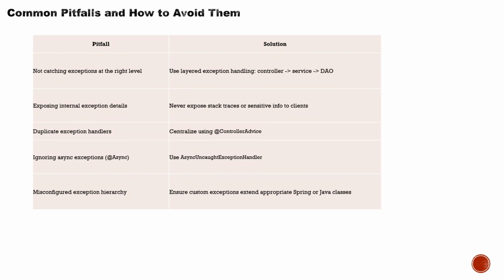Second is exposing the internal exception details. Never try to expose your internal stack trace, right? Sensitive information like client related details can be exposed in that, so you have to be very careful. Now, duplicate exception handlers. When you write your exception handling, you can centrally manage it with controller advice, so everything will be taken care of there. Ignoring your async exceptions. There are some async exceptions which are uncaught, right? So you can define the async uncaught exception handler over there.